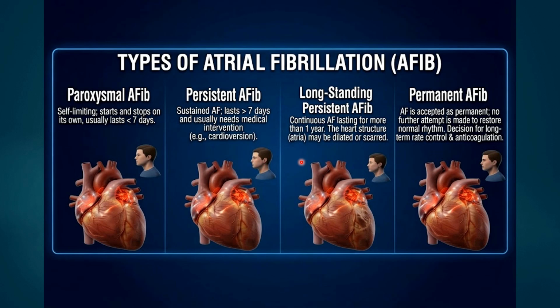Here, the heart structure may be dilated or scarred. The last one is permanent atrial fibrillation. Here, AFib is accepted as permanent. No further attempt is made to restore normal rhythm. The decision is for long-term rate control and anticoagulation.